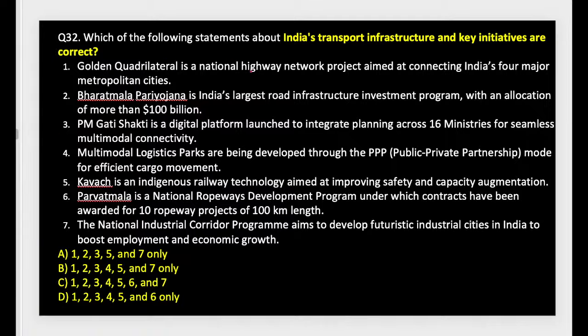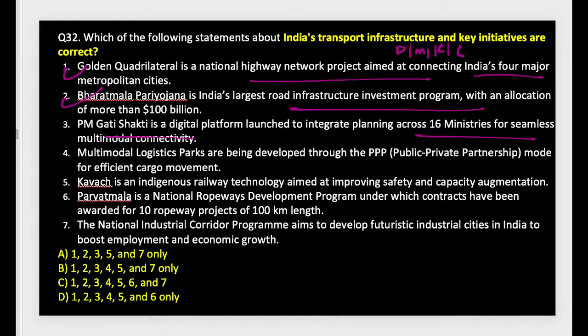So Golden Quadrilateral is a national highway network project connecting 4 major cities: Delhi, Mumbai, Kolkata and Chennai. True. Bharatmala Pariyojana, the largest road infrastructure project. Gati Shakti is a digital platform for 16 ministries, integrating planning across multimodal connectivity, multimodal logistics parks, PPP and cargo movement. Kavach for railways, this is also true.